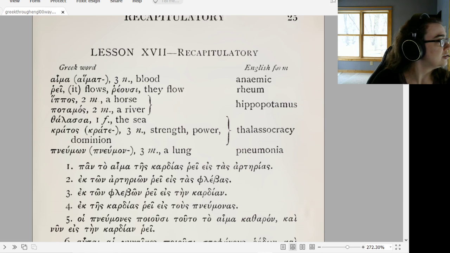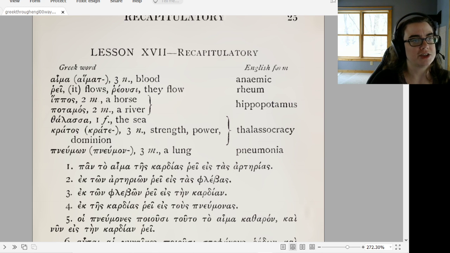Hippos is horse. A lot of people know hippos. Hippopotamus, river horse. Oh, right here. That's what we're learning. Potamos, the river. Hippopotamus, river horse. Thalassa, the sea. You will sometimes see this written instead of with two sigmas. You will see it written with two taus, two t's. Thalatta. Which is why you get the hilarious joke that requires a lot of steps to understand. So maybe one day I'll tell it on stream.